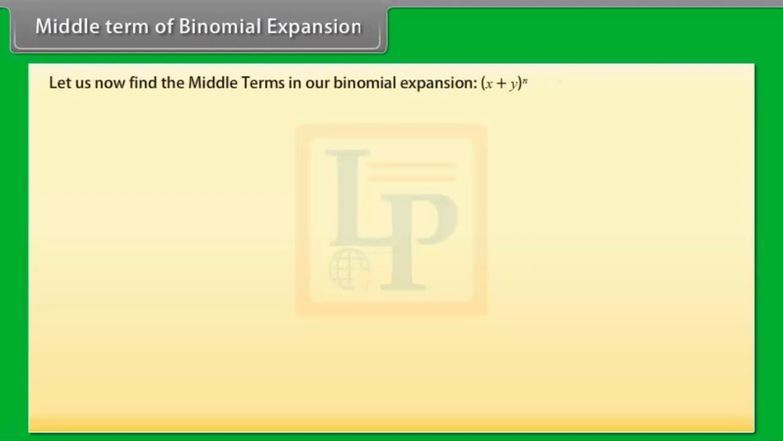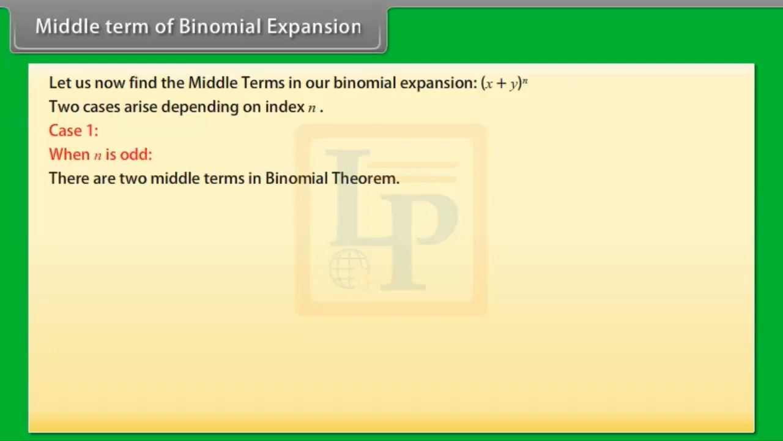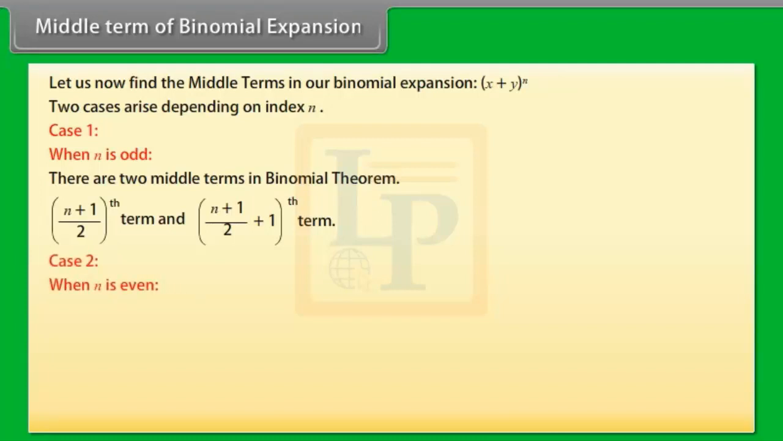Middle term of binomial expansion. Let us now find the middle terms in the binomial expansion (x + y)^n. Two cases arise depending on index n. Case 1: when n is odd, there are two middle terms in the binomial theorem: the (n+1)/2th term and the ((n+1)/2 + 1)th term. Case 2: when n is even.